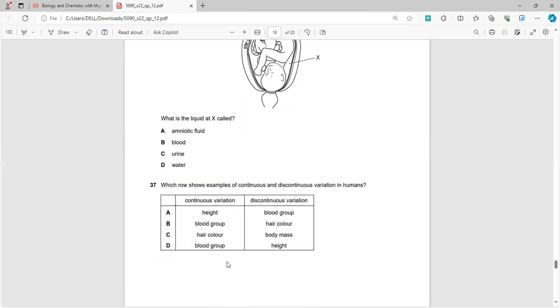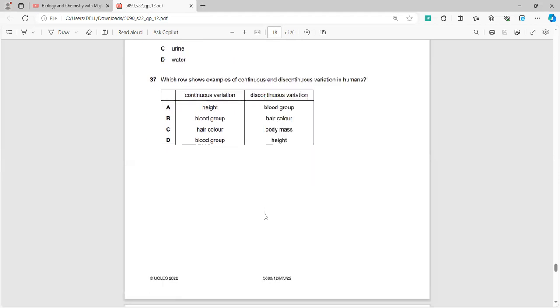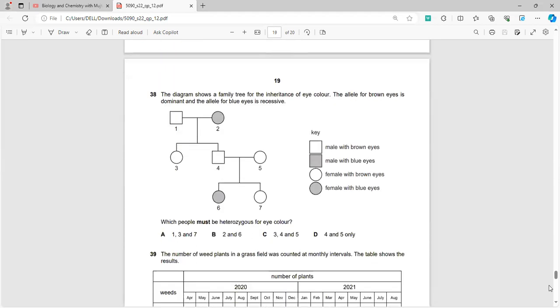Now, continuous variation depends on environmental plus genetic factors, so it may vary. For example, height varies on many factors such as vitamin D intake as well as the general nutrition of a person. Although genes also play a part, nutrition and environmental factors are a major part. However, in discontinuous variation, the environment does not have an impact at all. For example, whether a person has A blood group or AB blood group is solely dependent on the parents, and the environment can have no effect whatsoever.